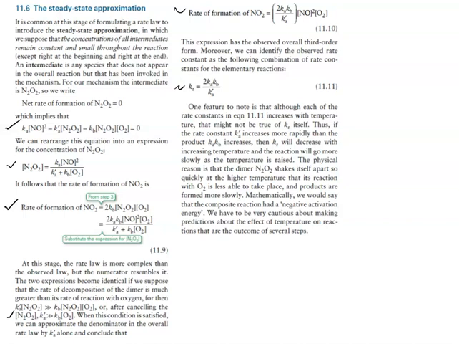The physical reason is that the dimer N2O2 shakes itself apart so quickly at higher temperatures that its reaction with O2 is less able to take place, and products are formed more slowly. Mathematically, we would say that the composite reaction has a negative activation energy. We have to be very cautious about making predictions about the effect of temperature on reactions that are the outcomes of several steps because of this type of rationale.